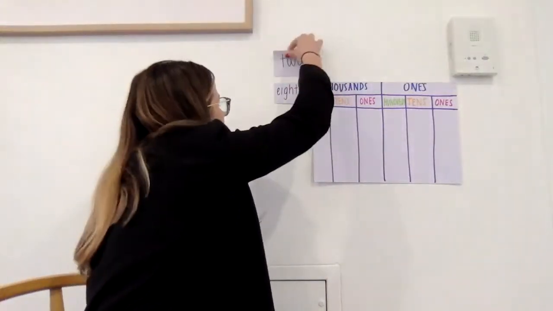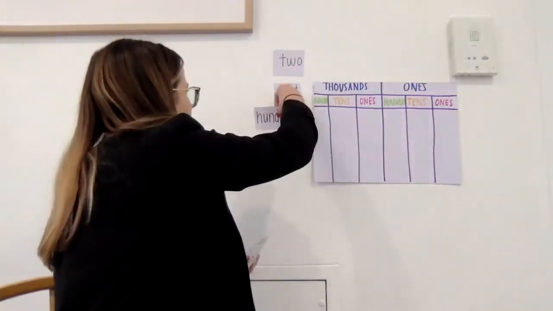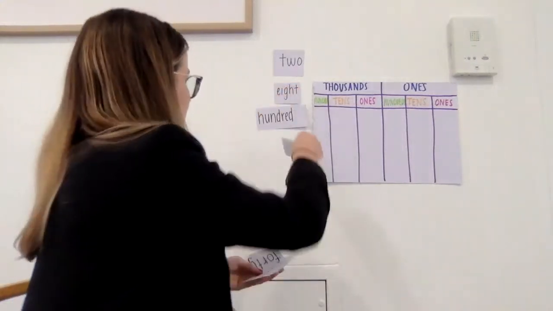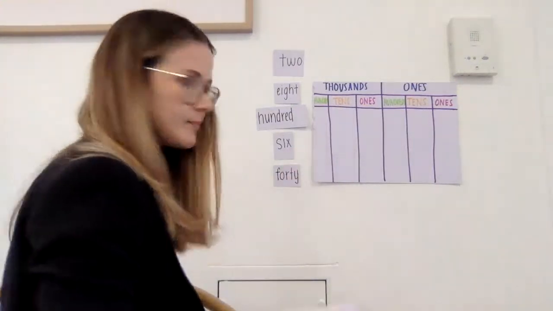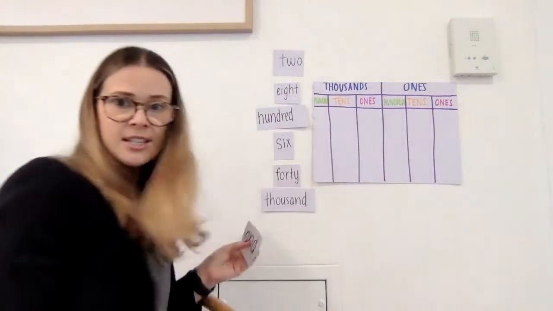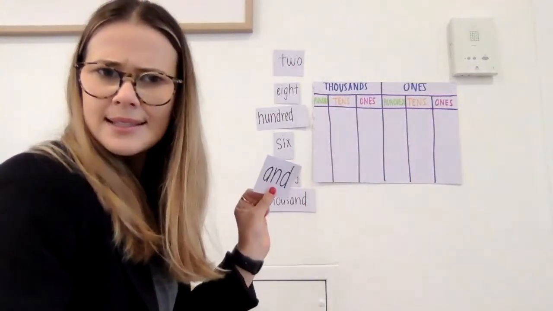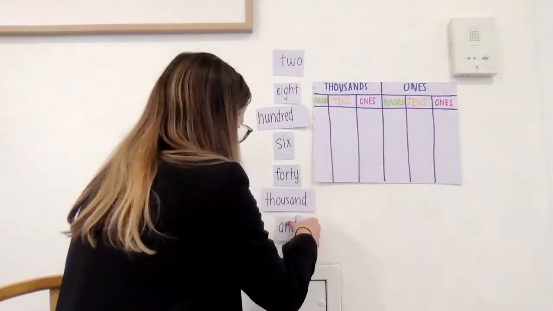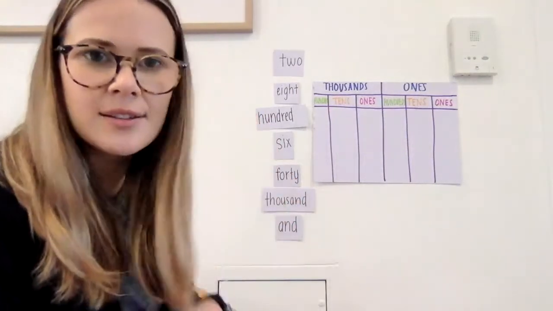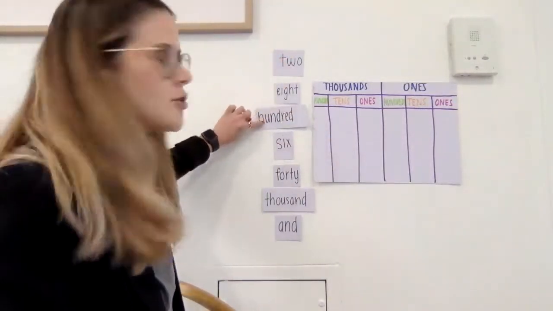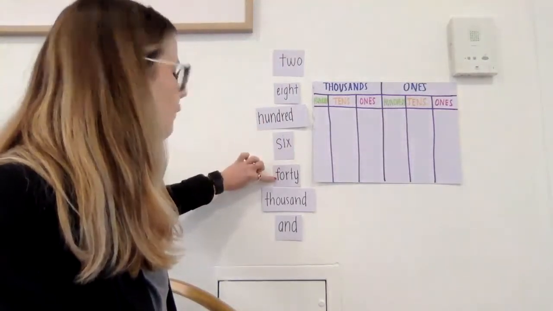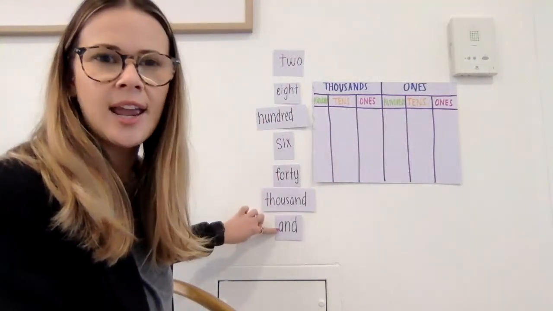So our first number I have is the number 8. Start thinking about where you might put that. I've got the number 2. I've got the word 100. 6. 40. 1,000, and I've got the word and. I've added the word "and", so start thinking about how we might use that. So 2, 8, 100, 6, 40, 1,000, and.